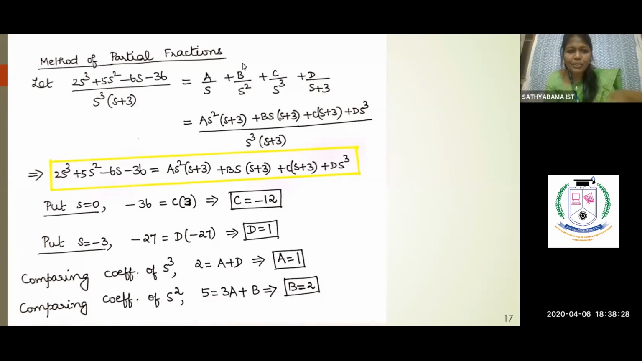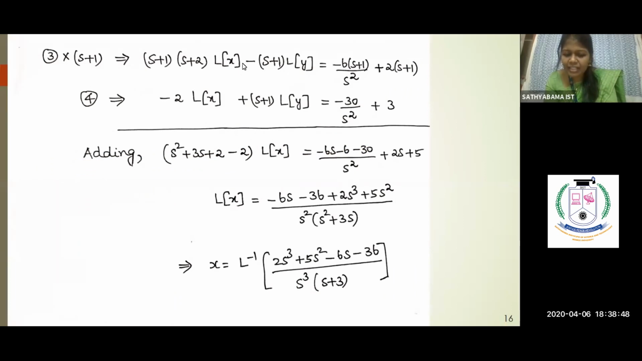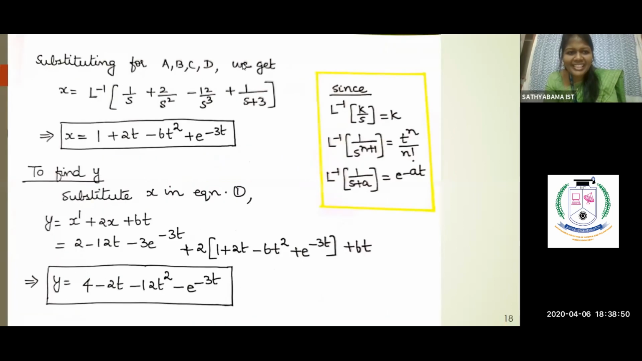Now just substitute back in the first step. What is this entire expression equal to? If you substitute for A, it's 1 by S plus 2 by S square minus 12 by S cube plus 1 by S plus 3. Look at the previous step. What is X? X is L inverse of this big expression. So what is X now? It is L inverse of, after resolving into partial fractions, 1 by S plus 2 by S square plus C by S cube, so minus 12 by S cube, plus D by S plus 3. What is D? D is 1.